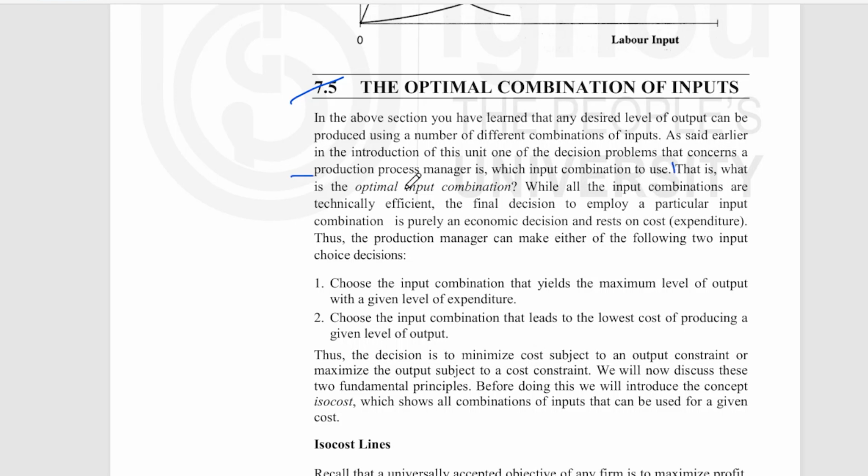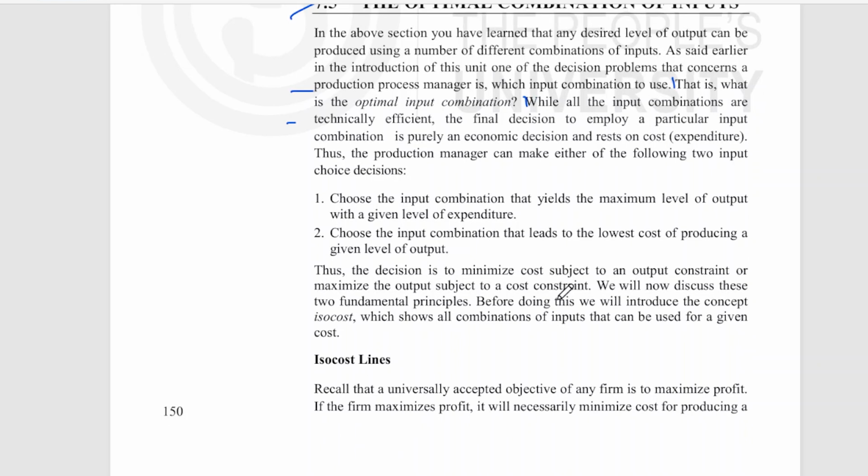So that is what is the optimal input combination. While all the input combinations are technically efficient, the final decision to employ a particular input combination is purely an economic decision and rests on the cost. And thus the production manager can make either of the following two input choices.